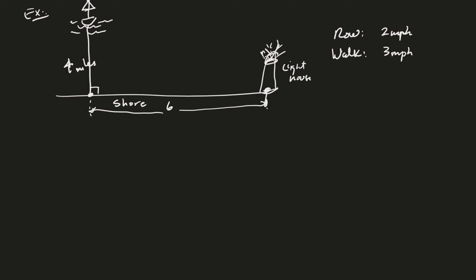Now I can row at 2 miles an hour. I walk at 3 miles an hour. I guess it's hard to row that big boat. So the question is, where along the shore should we aim the boat so that we minimize the travel time from the boat to the lighthouse? Is this sounding familiar?